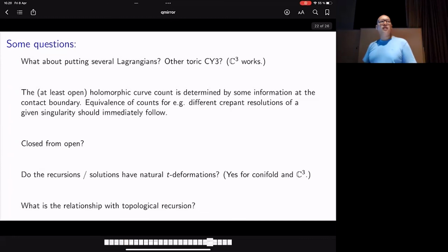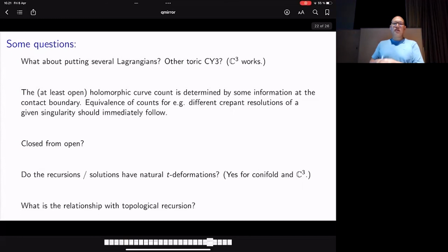Here's a remark, which is that when this works, all this information of curve count was determined by what's happening at the contact boundary. Now you can imagine some situation where your toric Calabi-Yau was given by taking a resolution of a singular Calabi-Yau. That resolution happens on the inside. So the equation which determines the curve count does not care what resolution you used.